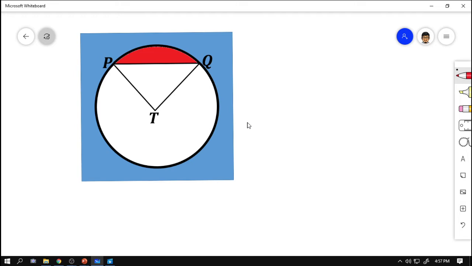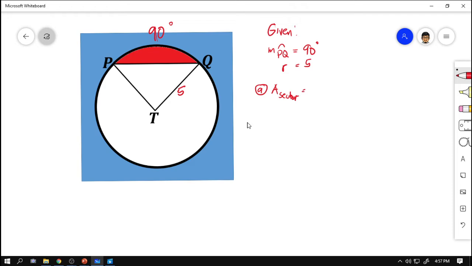Let's move here. Again, the degree measure of arc PQ is 90 and the radius is 5. Okay, so let's begin there. The measurement of arc PQ is 90 while the radius is equal to 5. So first step, we need first to find the area of the given sector.